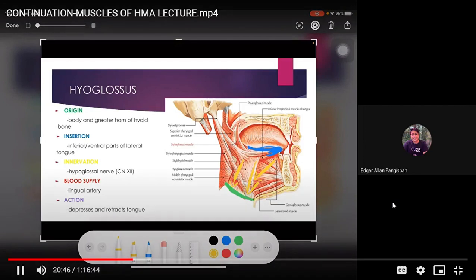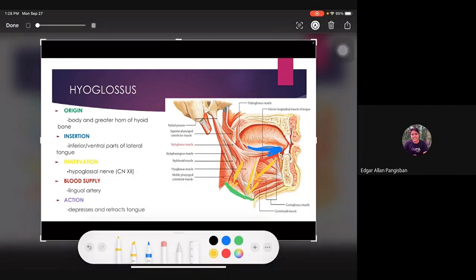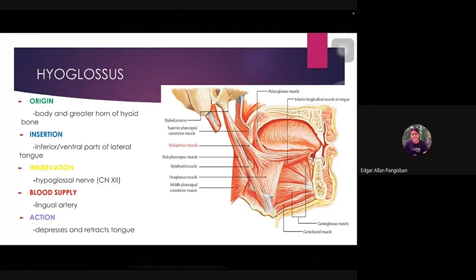Okay, get? Styloglossus and hyoglossus pag tongue retraction. Okay, isang muscle lang. There's only one muscle of the tongue that is responsible for protrusion, your genioglossus. And there's also one muscle of the tongue that is responsible for tongue elevation. It's your styloglossus naman. Okay, take note of those actions of your extrinsic muscles of the tongue. Okay, clear. So we're done with your extrinsic muscle.